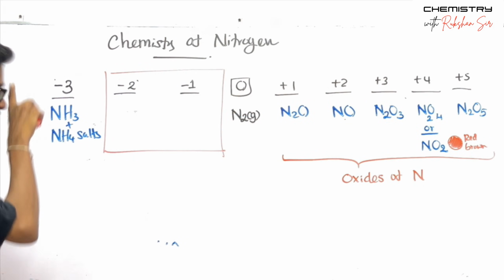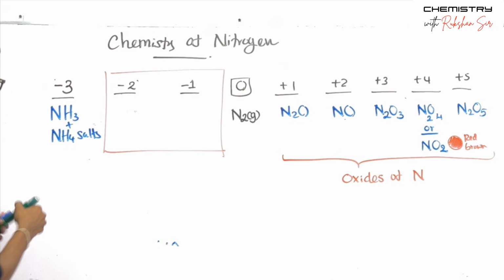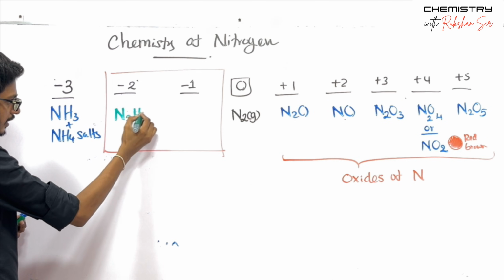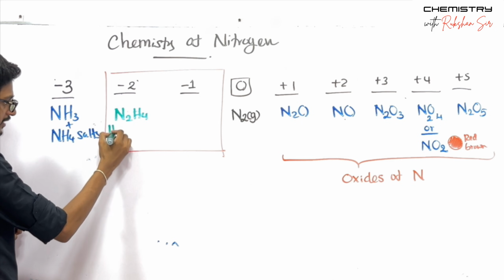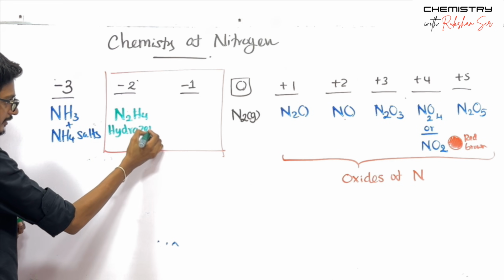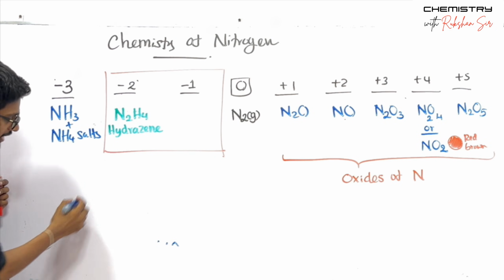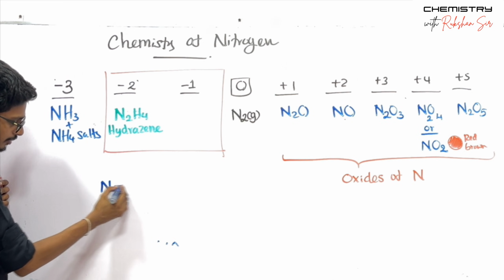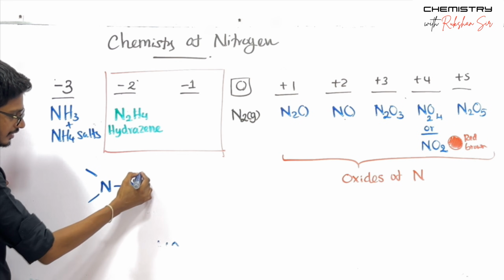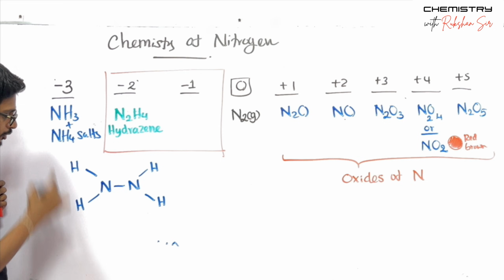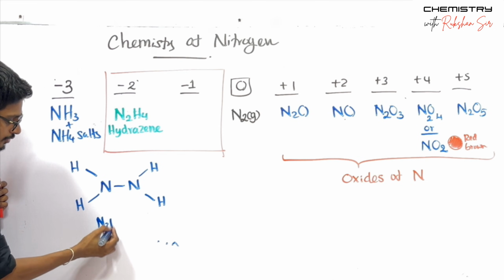The -2 oxidation state comes with a compound called hydrazine, N2H4. Remember the name as well, hydrazine. Just draw the structure of hydrazine in your book. This is hydrazine, which is the example for the -2 oxidation state of nitrogen, N2H4.